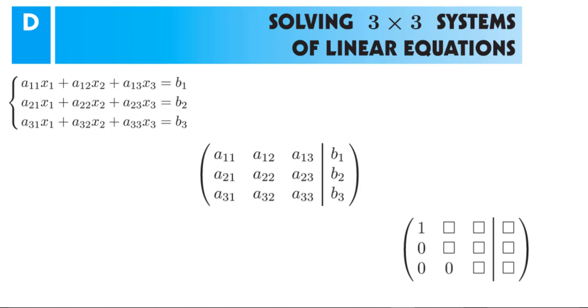Now, our main purpose in this chapter is to be able to solve a 3x3 system of linear equations. So we will have this form. We will convert it to the augmented matrix. Then our aim will be like in 2x2. Remember, we just need to make one.